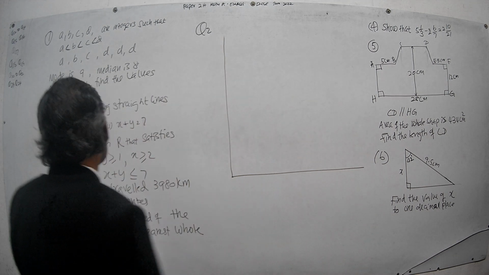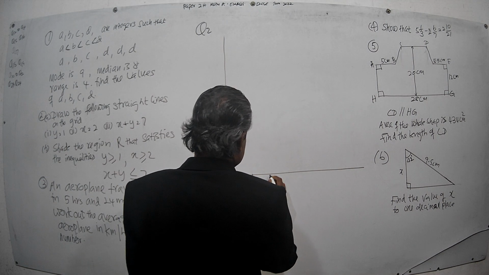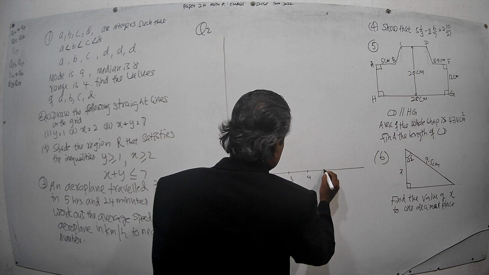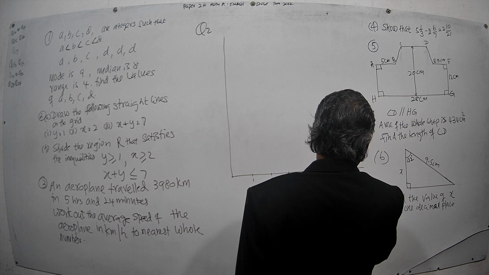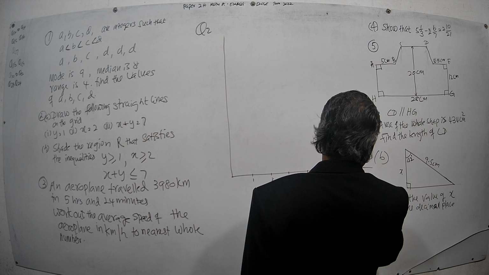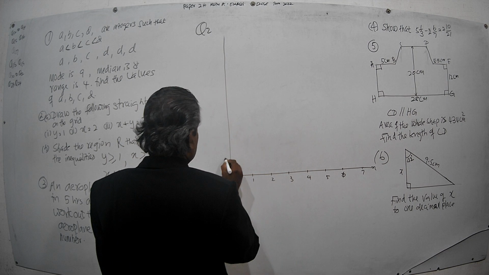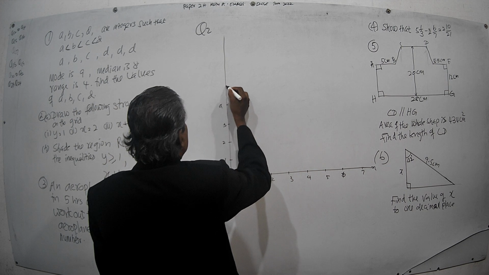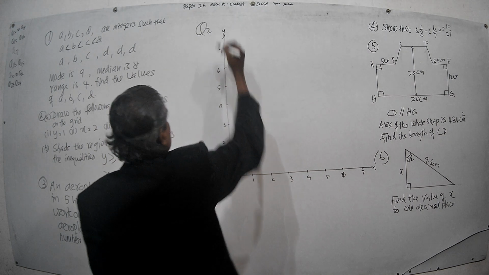Okay. Now here they say we number the axes: 1, 2, 3, 4, 5, 6, 7. Here also 1, 2, 3, 4, 5, 6, 7. Okay, right, like this.